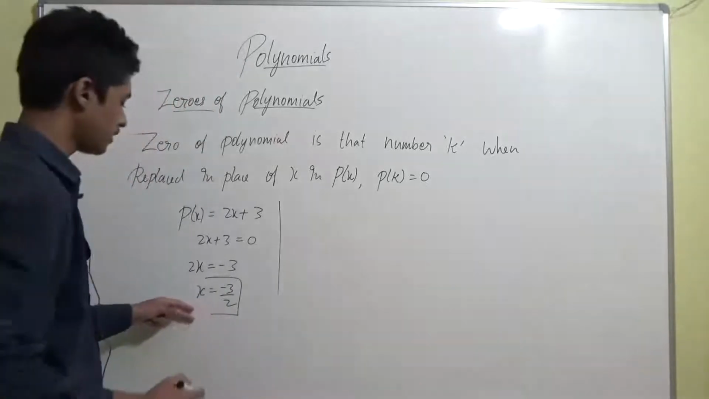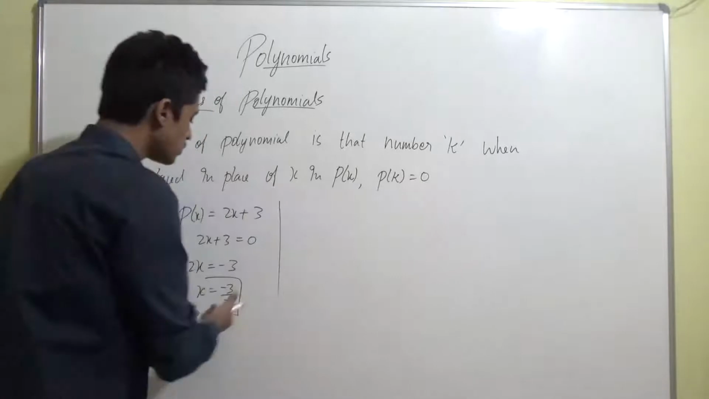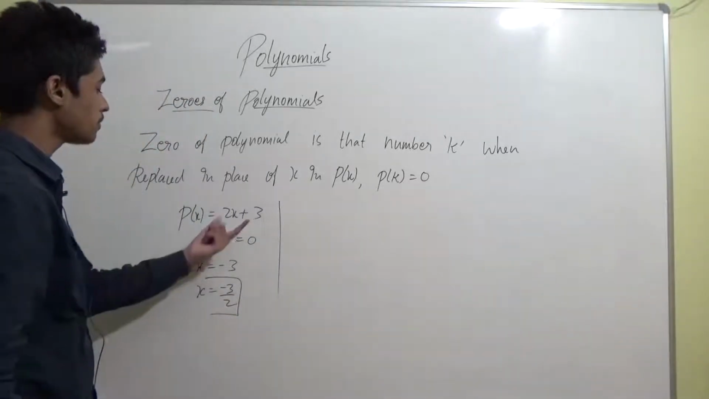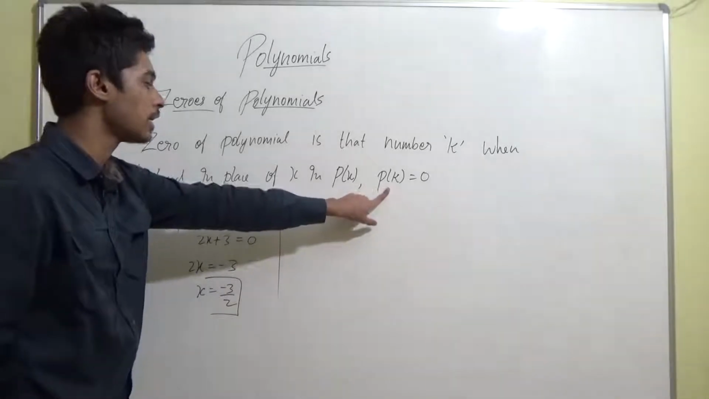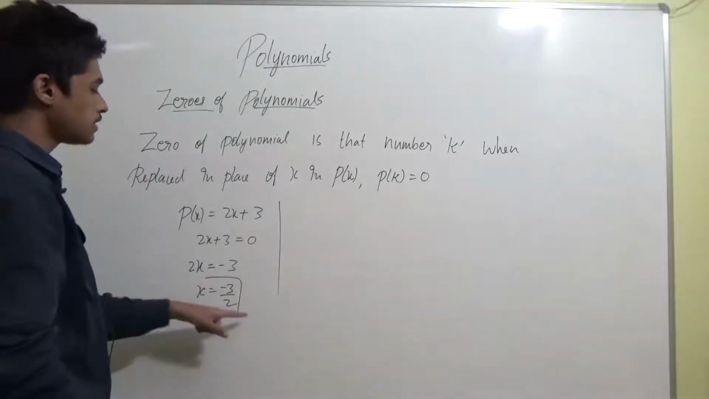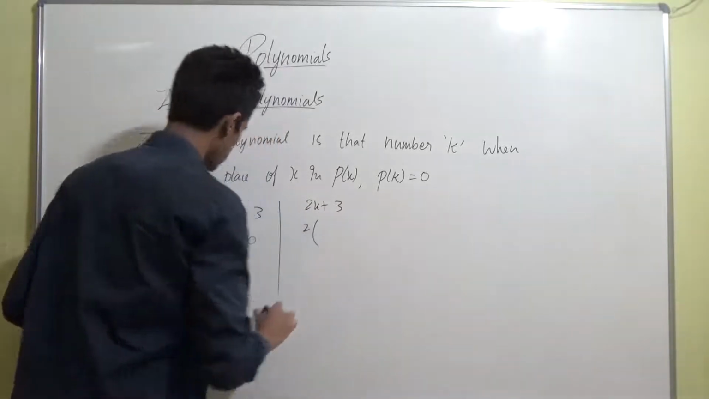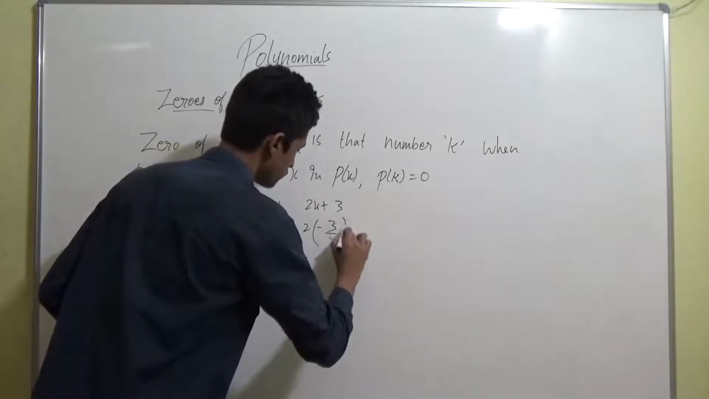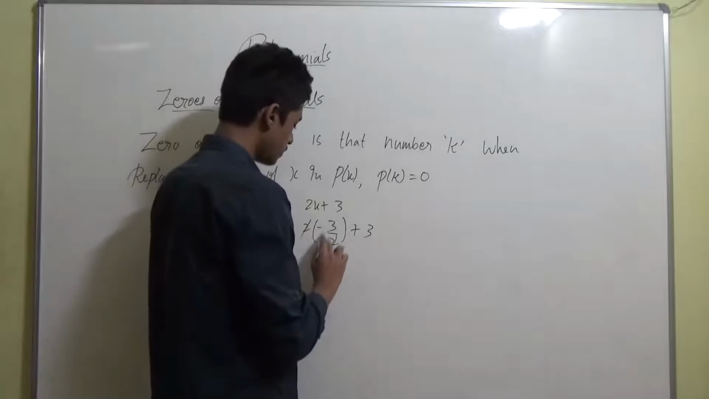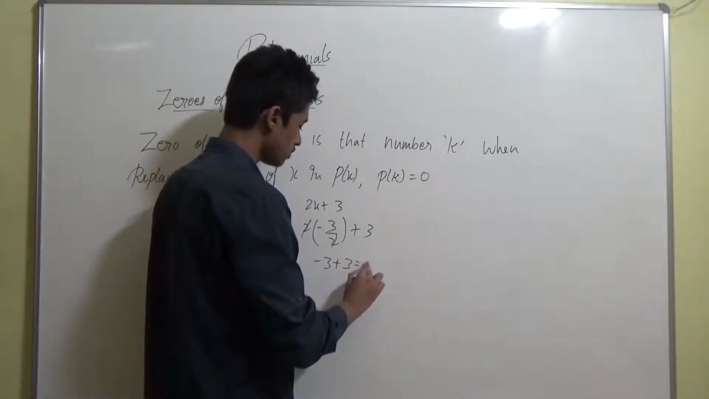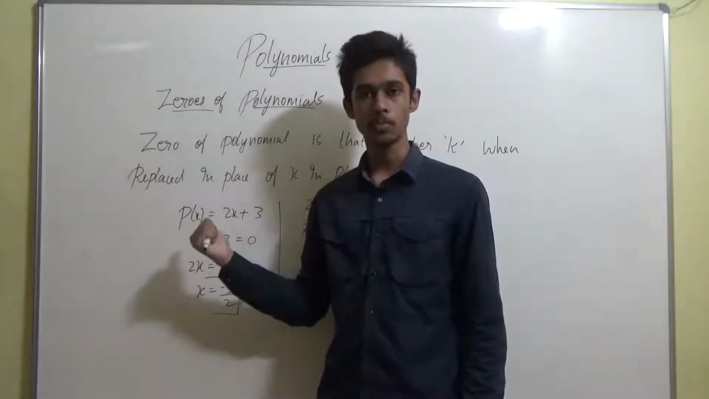Let's cross verify it. So this is our k which we are going to replace. This is the k, guys. So this is the value of that k which we are going to replace in the place of x. So we'll be getting p of k, which will give us 0. Let's verify this, guys. Now in the place of x we'll be writing minus 3 by 2 plus 3. So 2 gets cancelled. We'll be left with minus 3 plus 3, which will be equal to 0. Which means minus 3 by 2 is the zero of this polynomial.